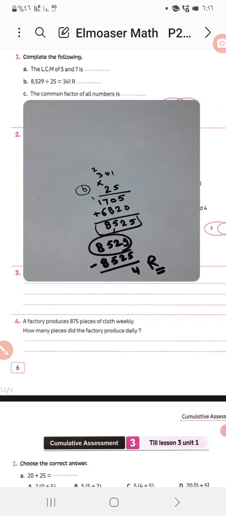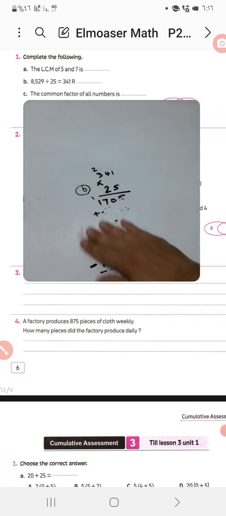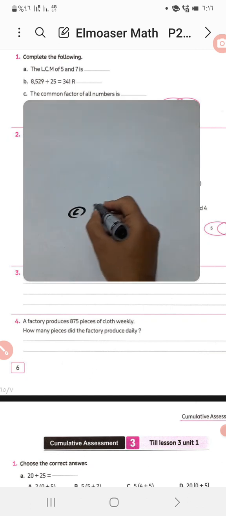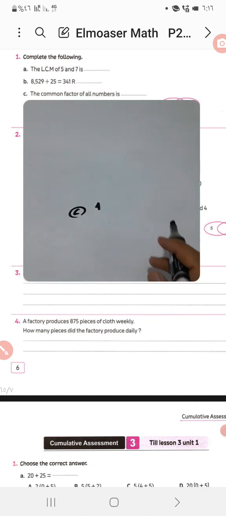Question letter C. The common factor of all numbers. The common factor of all numbers will be what? It will be 1, because all numbers can be divided by 1. So for C, you must write 1.